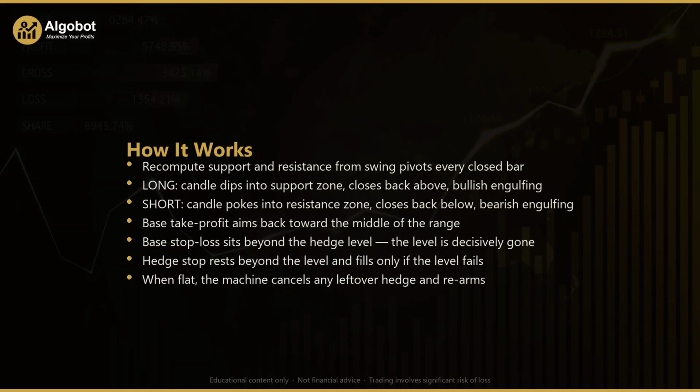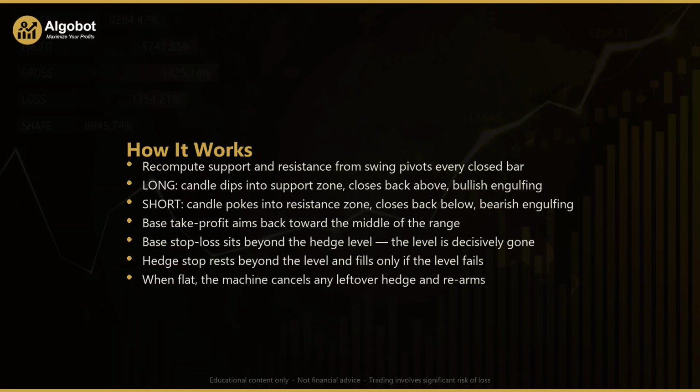The candle's high must poke into the resistance zone, reaching at or above resistance minus the tolerance. The candle must close back below resistance. And it must be a bearish engulfing, a red bar whose body covers the prior green bar's body. When those conditions hold, the EA signals a sell, with its take profit a reward fraction of the range back toward the middle. Now for the risk side, which is where this strategy is distinctive.